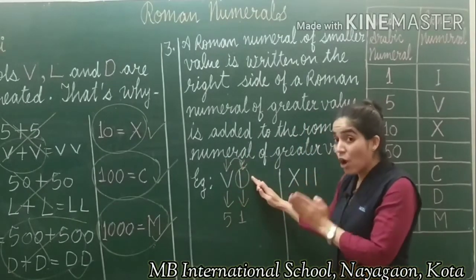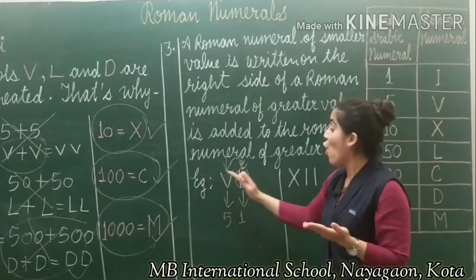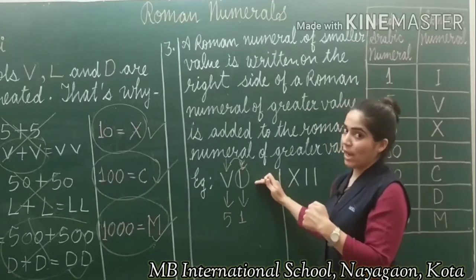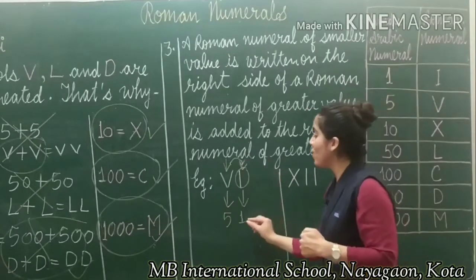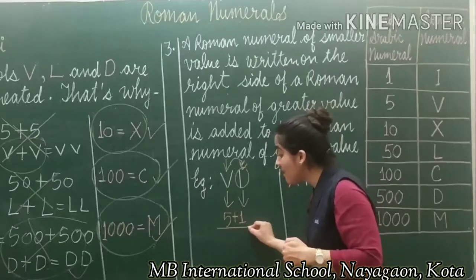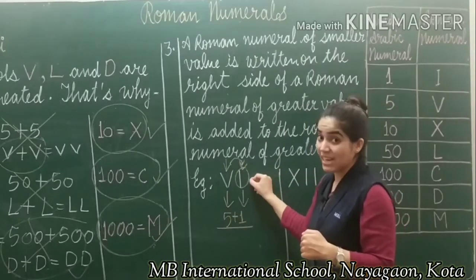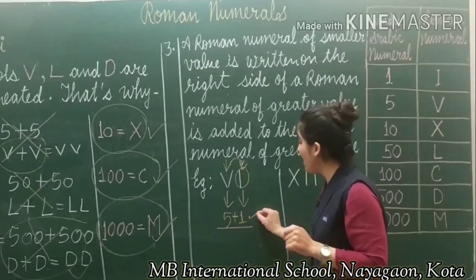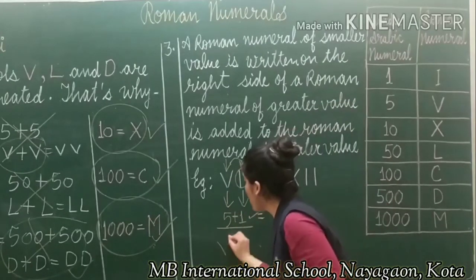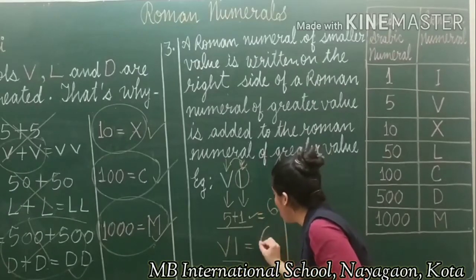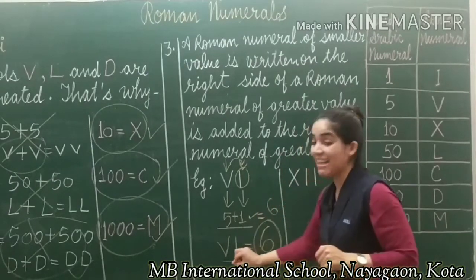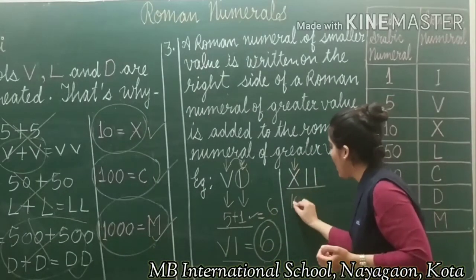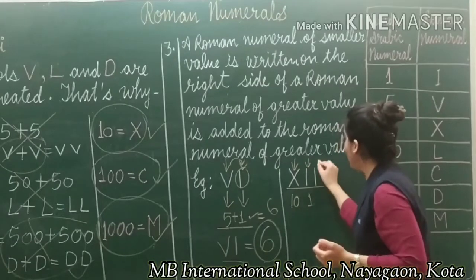जो 1 है वो स्मॉलर है एंड जो 5 है वो ग्रेटर है और जो स्मॉलर है वो राइट साइड में लिखा है. सो अकॉर्डिंग टू रूल अगर स्मॉलर वैल्यू वाला रोमन न्यूमरल राइट साइड में है वी विल ऐड इट, तो हम इसे ऐड करेंगे. If the smaller value is written at the right side of the greater value, so we will add. So 5 plus 1 will be 6. So it means this value in the Hindu Arabic numeral is 6. The answer is 6.